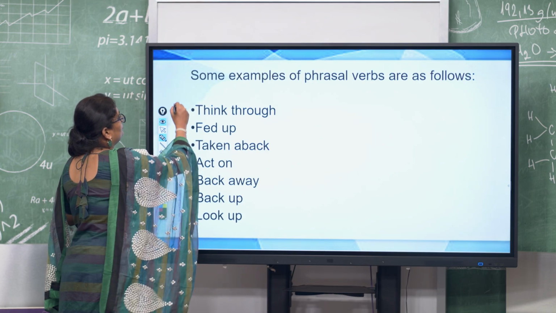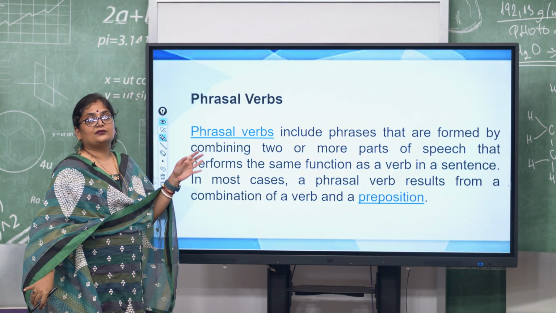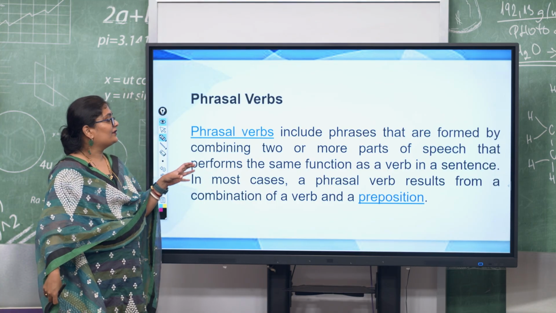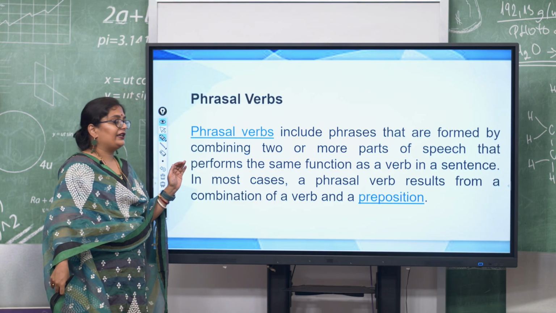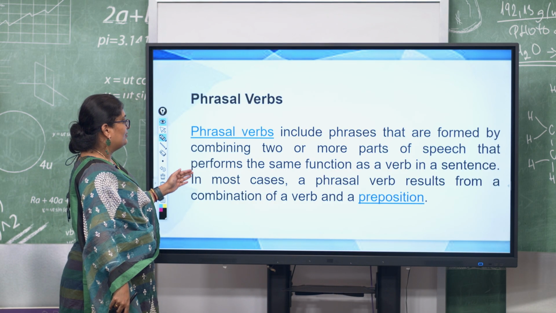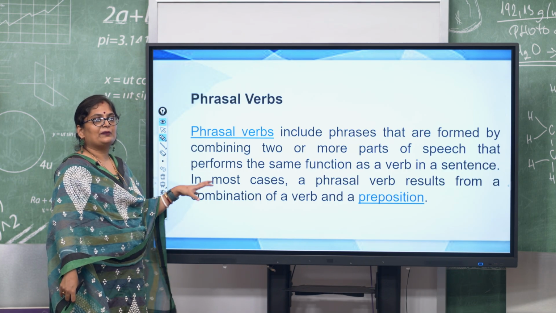Now, phrasal verbs often are considered important because they come for examination purposes. So, you need to remember what they are and how you can use them in combination. So, what is a phrasal verb? These are just quick highlights. I want you to remember the highlights.